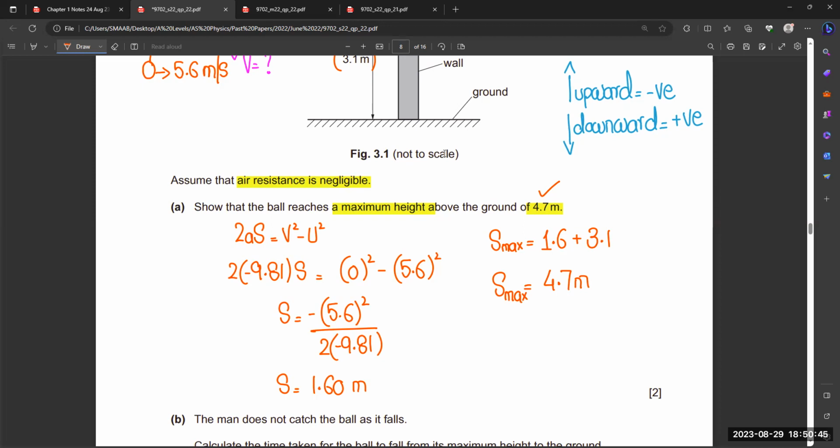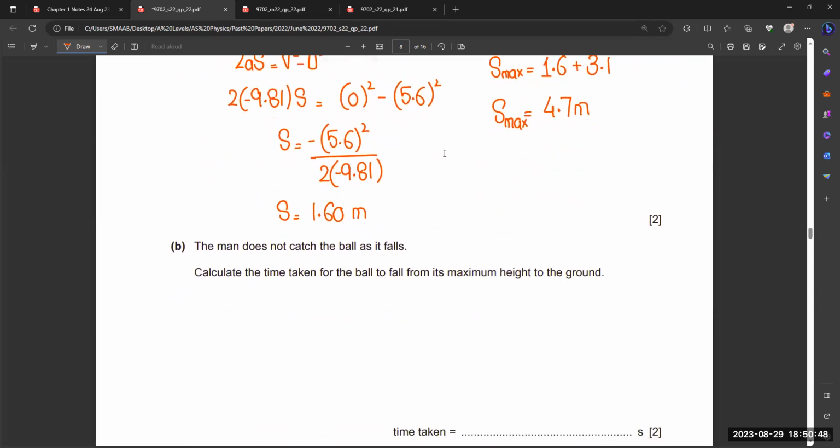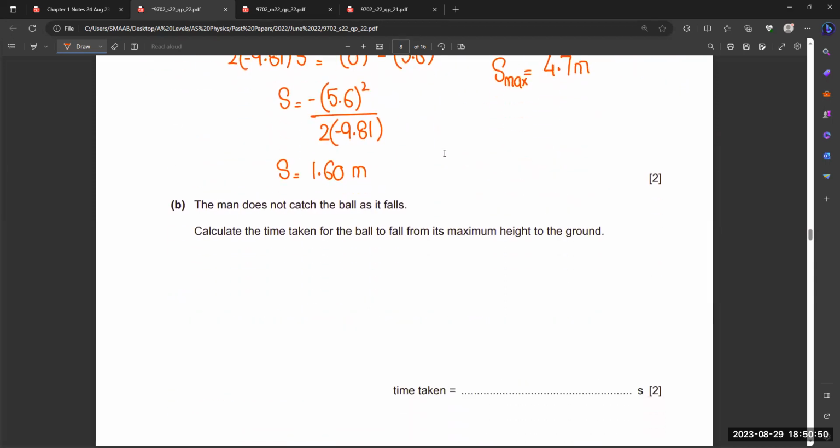Now the second part is the interesting one, because what happens, the man does not catch the ball as it falls. It means it started from 3.1, but the man is not able to catch the ball at the same distance. So now the ball is moving in the downward direction and covers more distance as compared to the upward motion, right? So we should use the other equation, s equals ut plus half at squared. You know that.